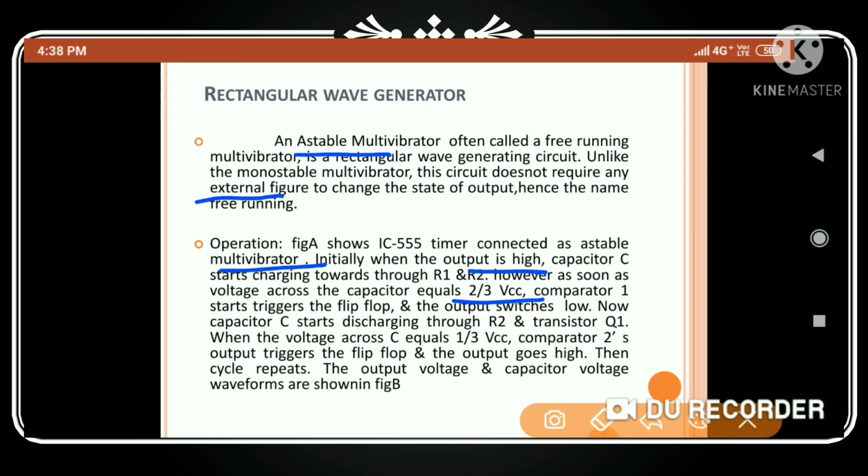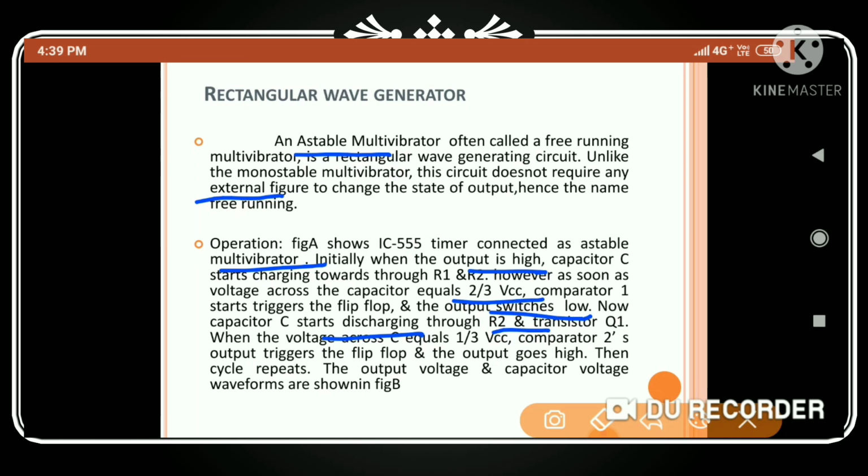Here there will be a flip-flop. A flip-flop is a circuit which has two stable states. Okay, what happens here? Comparator 1 triggers the flip-flop, and the output switches low. At that time, the output is first high and the capacitor is charging up to 2 by 3. Later, comparator 1 triggers the flip-flop and the output switches low. Now the capacitor C starts discharging through R2 and transistor Q1.